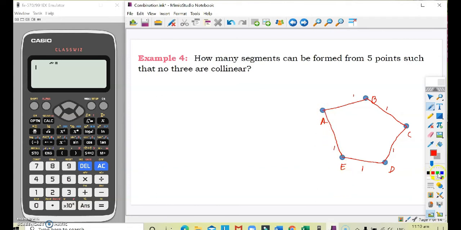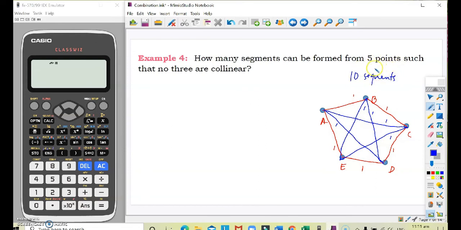That's another 1. But we can also have other segments, such as segment BE, that's 1. Segment BD also, that's another. Segment AC, that's 1 more. Segment CE, that's another. Other than that, CE and EB and BE are the same, so it's there already. But I can connect A and D. That's another one. If I'm going to count all the segments, that would be 10. I have 10 segments, so I can form 10 segments out of the 5 given points.